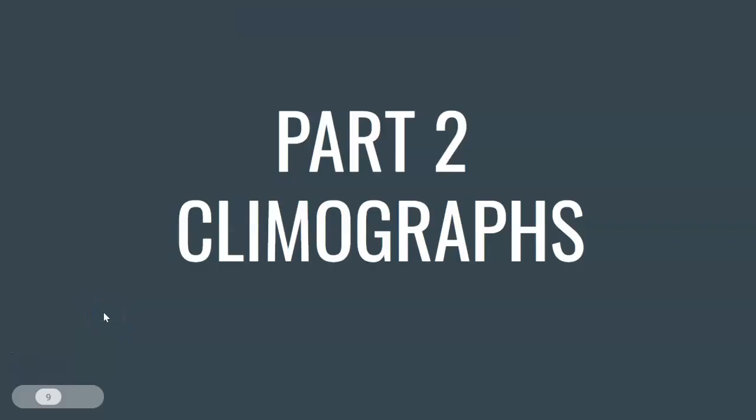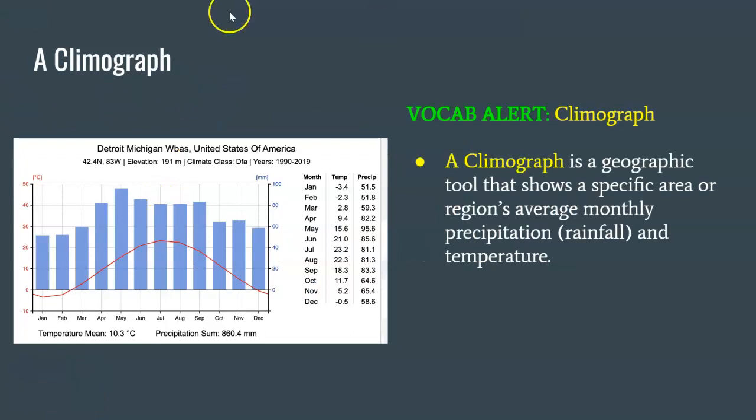Okay, welcome back to part 2. We're going to take a look at something called a climograph in this part. Okay, so what is a climograph? Well, first of all, it is a tool. It's a graph, and it's a geographer's tool that shows a specific area or region's average monthly precipitation and temperature. So both things.